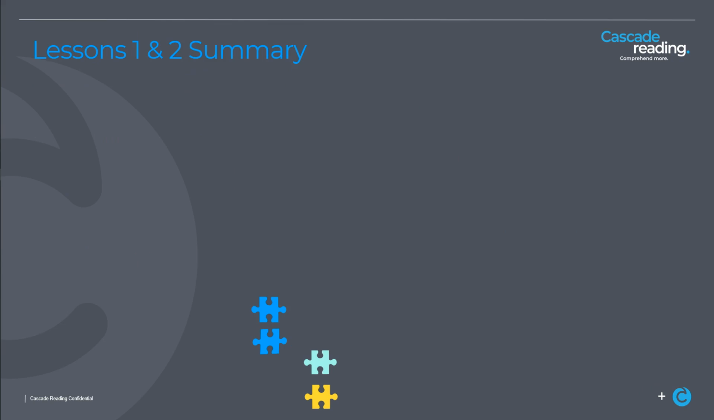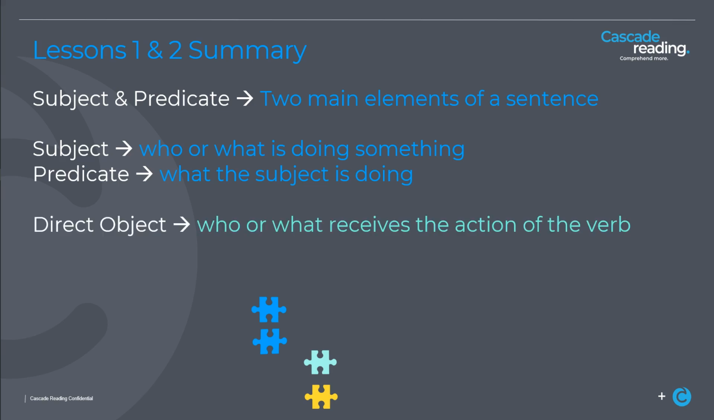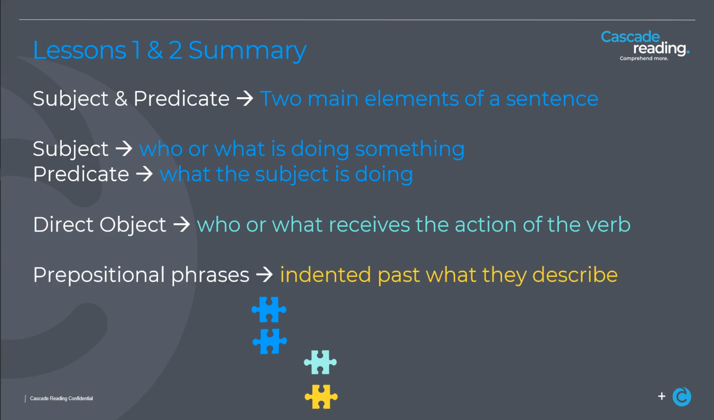So, looking now into lessons 1 and 2, what have we learned so far? The subject and predicate are two main elements of a sentence. The subject describes who or what is doing something, and the predicate describes what the subject is doing. Notice the two dark blue puzzle pieces below. These are where the subject and predicate would usually be shown in a cascaded sentence. We also know that the direct object describes who or what receives the action of the verb. This would always be indented past the verb or the predicate of the sentence. And lastly, prepositional phrases are indented past what they describe, just like direct objects are.